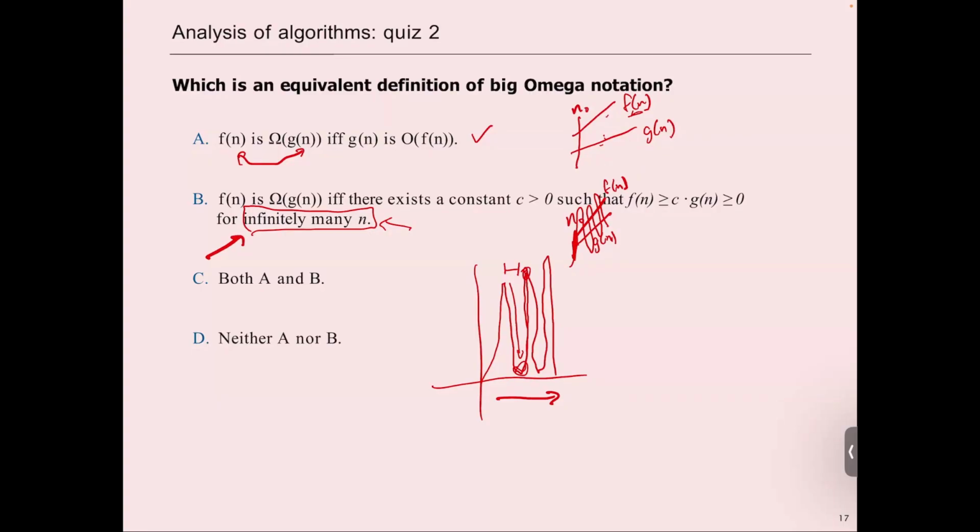So statement B is technically false. The condition needs to hold for all sufficiently large values of n and not merely infinitely often. So therefore, the best answer here is A. It's not C, and it's certainly not B, and certainly not both. This distinction is important in theoretical computer science, but not necessarily going to be very prevalent in this course.